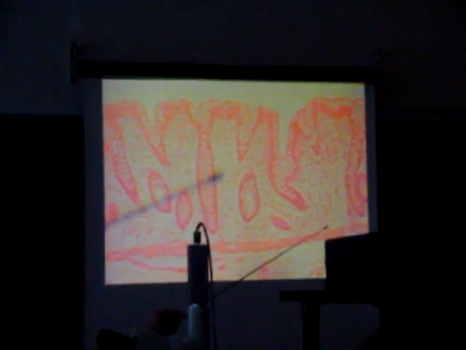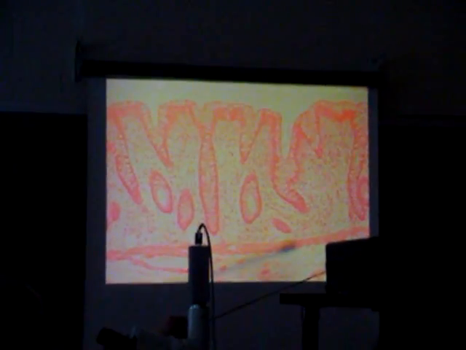Be able to recognize the three tissues: non-ciliated simple columnar epithelium, numerous glands, lamina propria, smooth muscle. No, you didn't have to know that this was connective tissue, but you definitely had to know this one.